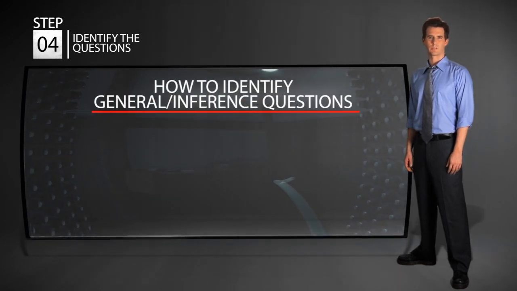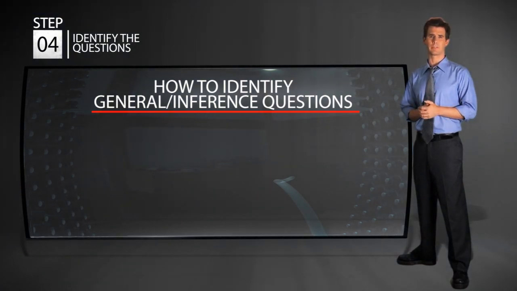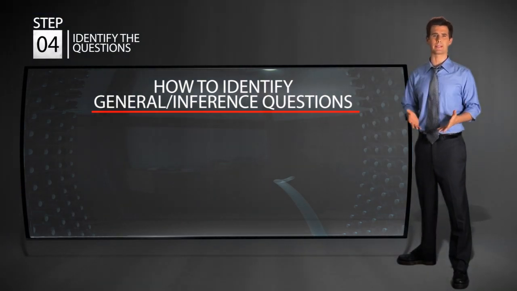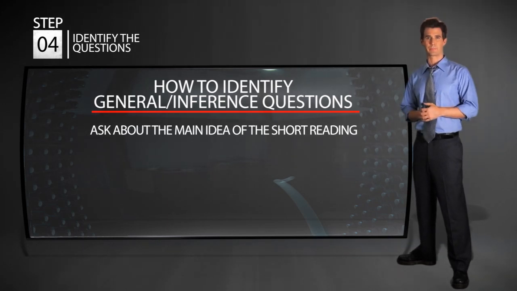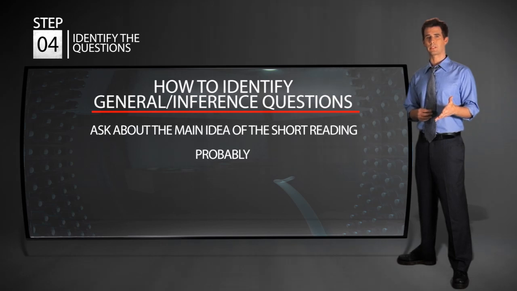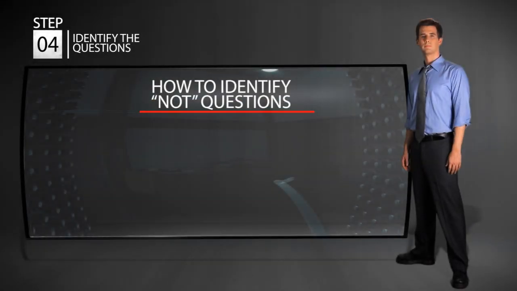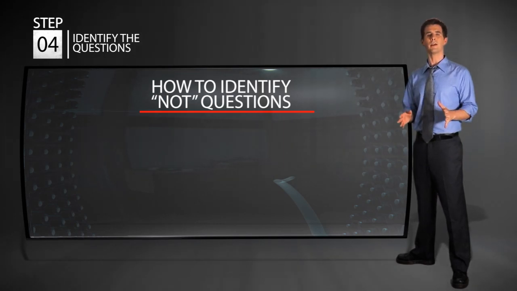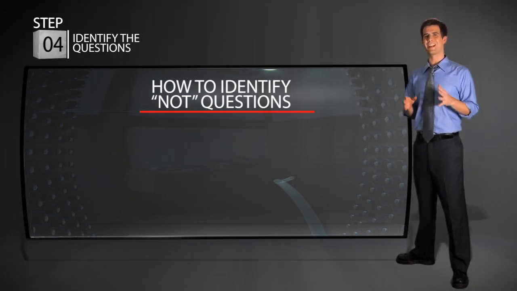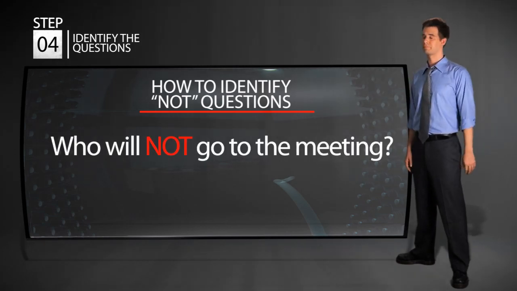General and inference questions. Now, these type questions actually can be a little difficult to identify. They're usually asking about the main idea of the reading passage or maybe a reason for something. Usually, these types of questions have the words probably, imply, or infer in the question. Not questions. These are, again, very easy to identify because you will see the word not, like this, in big capital letters.